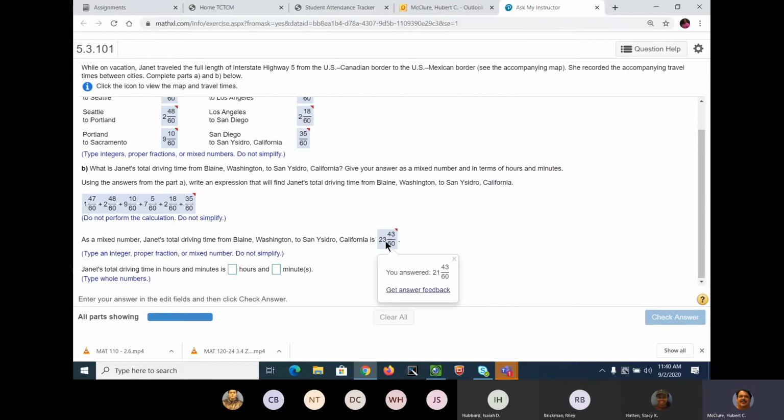I think that's incorrect. How many of you got 21 and 43 over 60? How many of y'all got that? Raise your hand. Okay, 2, 3. Okay. Several of y'all got 21 and 43 over 60. Okay, I don't know. Let's see. Blaine, Washington to San Ysidro. Yeah, she started at Blaine. She started at Blaine.